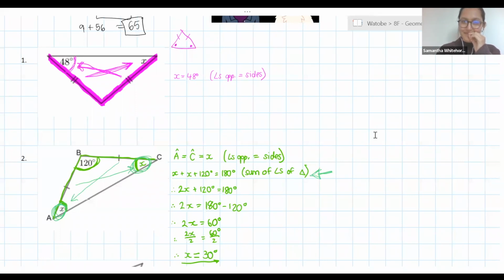Ma'am, I don't understand why you said C is an X. Sorry, why I said C is an X? Because it's the angle opposite the equal side. So they're both X's. Oh, thank you, ma'am. Okay.